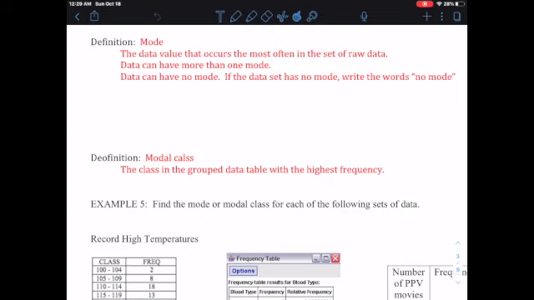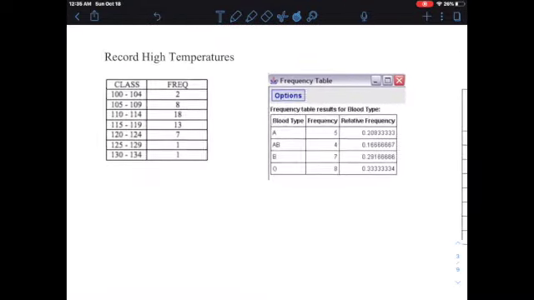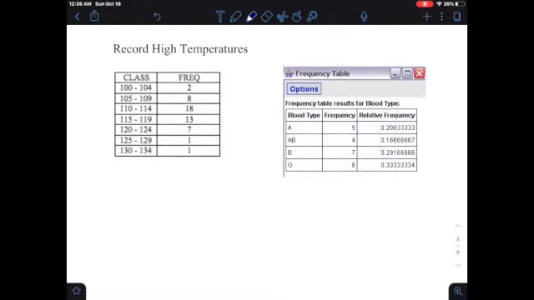In this case, they have unimodal and they have bimodal. If you have a bimodal, that means the mode happens twice. It's the same thing as data can have more than one mode from before. So let's take a look at the example. In example 1 right here, it says the record high temperature. If you're looking at the record high temperature, you will notice the number 18 is the record high. And to answer the question, the modal class for the record high is going to be 110 degrees to 114 degrees, and so forth.